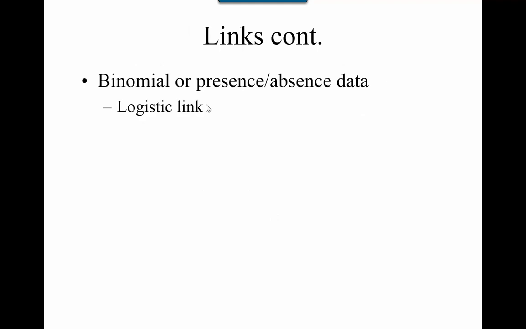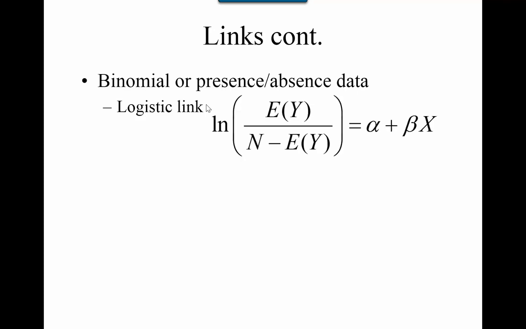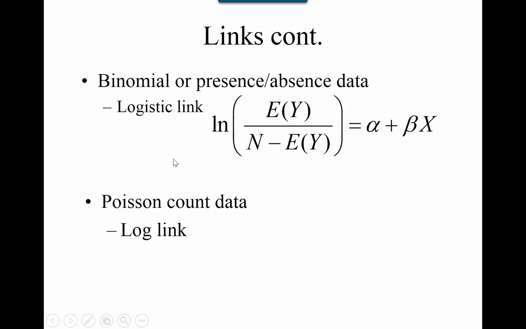For binomial or presence-absence data, presence-absence being 0 and 1, where you only have a single trial, we use the logistic link, which I already described. So that's the logarithm of the odds ratio. For count data, where we don't have an upper limit to the number of observations, we can just take the logarithm of the expected value. That's called a log link. And those are the two most common cases that we're going to deal with here. So for the expected value of a Poisson distribution, take the logarithm of that. That thing is going to be linear.